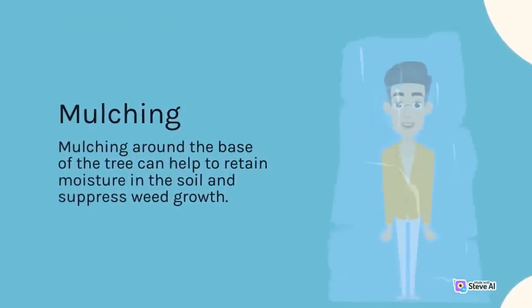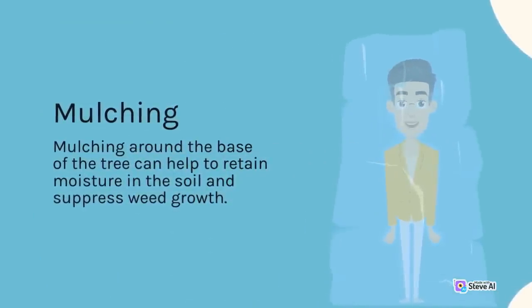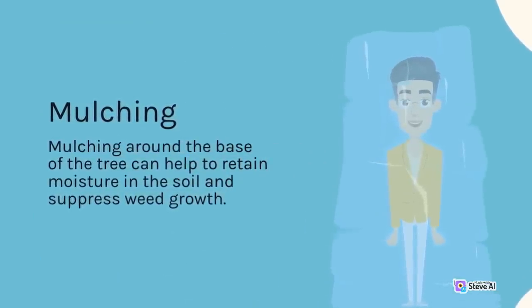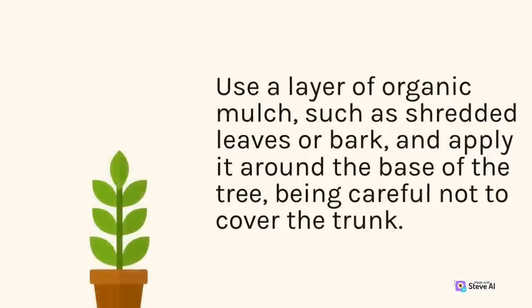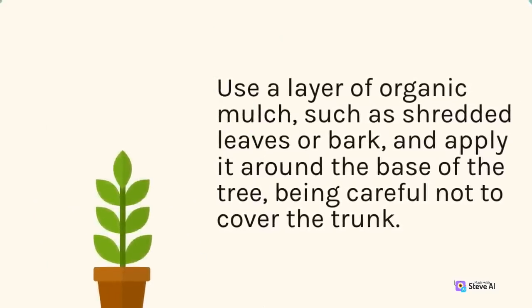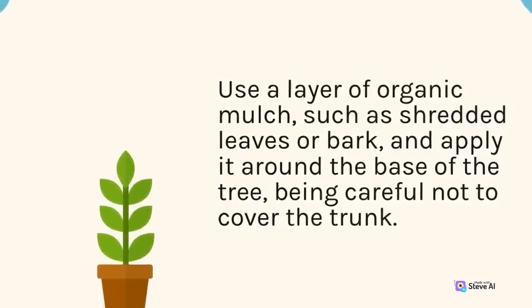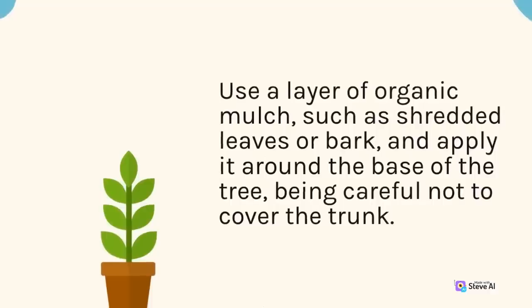Mulching. Mulching around the base of the tree can help to retain moisture in the soil and suppress weed growth. Use a layer of organic mulch, such as shredded leaves or bark, and apply it around the base of the tree, being careful not to cover the trunk.